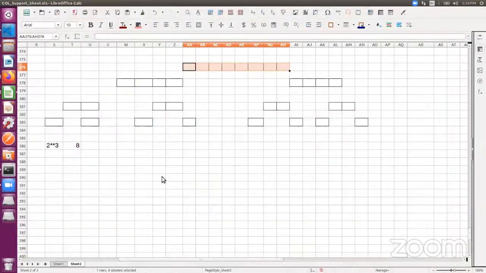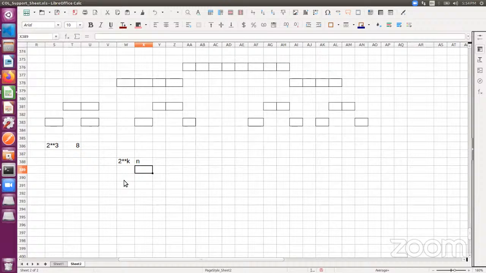Are you able to follow? Did you understand this? Okay. So if 2 power k is equal to n, what is k? If 2 power k is equal to n, what is k?